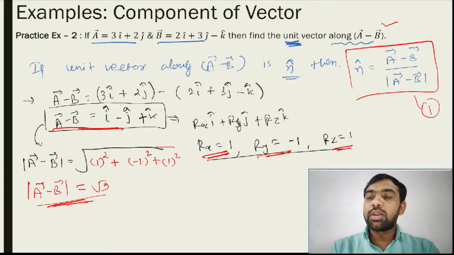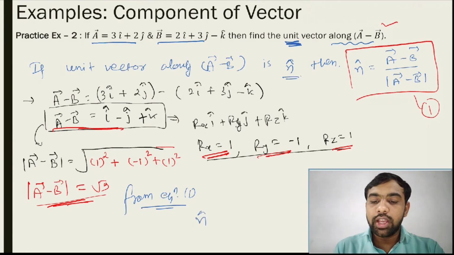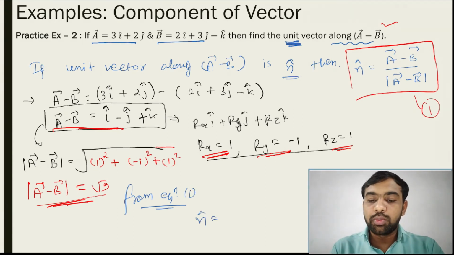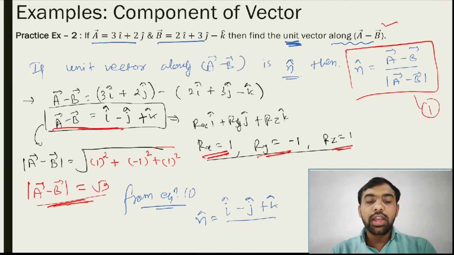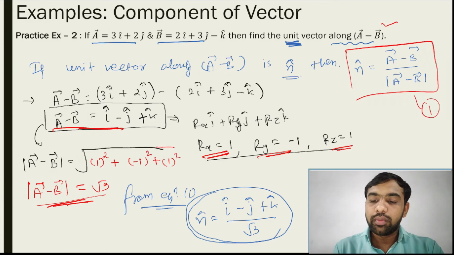Consider it is equation number 1. So from equation 1, what is our answer? Unit vector is equal to a minus b. So put a minus b is equal to i minus j plus k. रख दो, ठीक है, अपॉन मोड a minus b. So मोड a minus b कितना आया? Root 3. So this is our final answer.